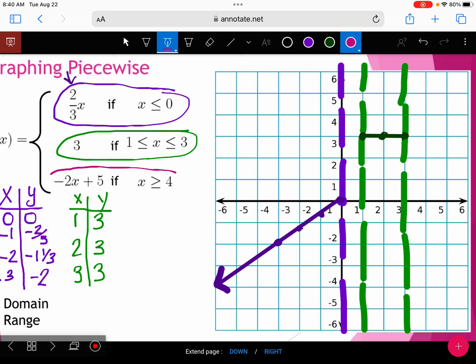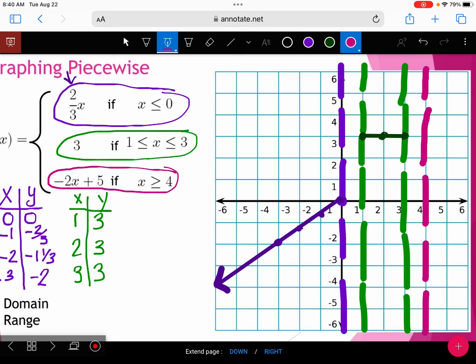Our last equation here, -2x plus 5 when x is greater than or equal to 4. So I have yet another wall here. I have a jump. My x's have to be greater than or equal to 4. And again, if the walls are not helping you, the walls are not a math thing. I think visually they help, but if they're not helping you, that's fine. What else? Oh, the x's have to be greater than or equal to 4.